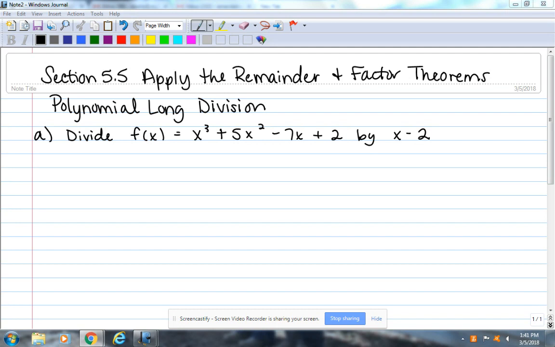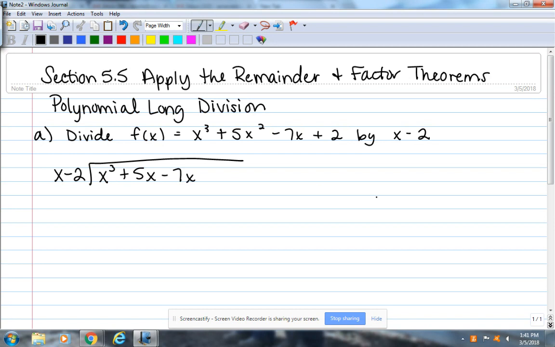So we're dividing the polynomial x to the third power plus 5x squared minus 7x plus 2 by the binomial x minus 2. So what you're going to do is write this x minus 2 on the outside. And just like long division in third grade, you're going to put your big polynomial on the inside. So that's x to the third power plus 5x squared minus 7x plus 2.